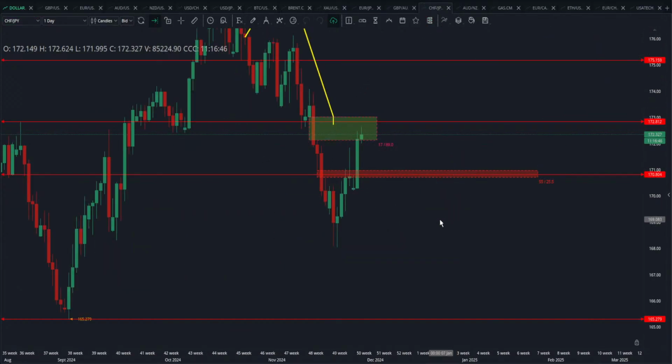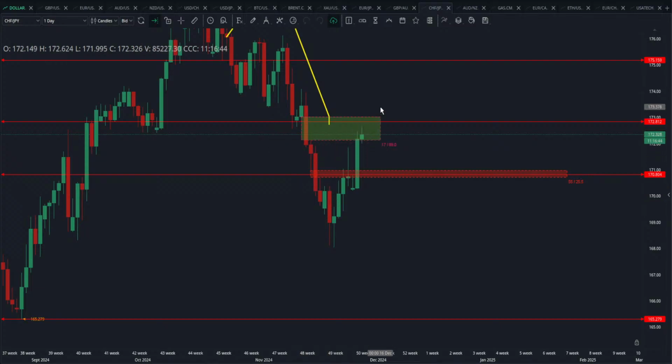CHFJPY, I'm looking for the lower prices, but this fair value gap is not able to push the prices lower. So we'll be waiting and we'll see if this order block can push the prices or not. Right now, I'm not looking for any position because I did not see that selling which I wanted to see from this fair value gap.